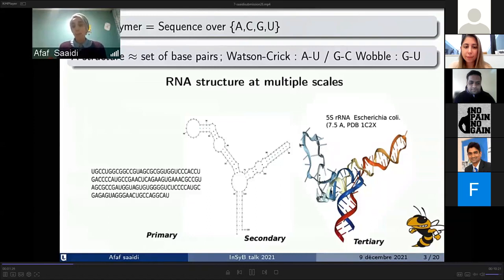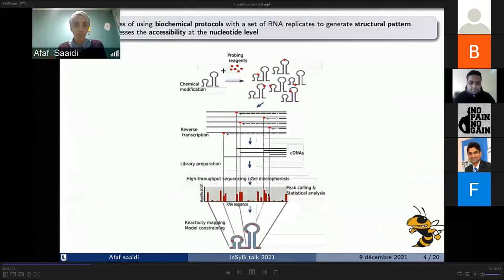Most of the time when we're talking about prediction, the focus goes to the secondary structure for two main reasons. The first is that it's very complicated to use dynamic programming for the tertiary, while dynamic programming is the basis for all the computational methods. And the second reason is that we can make do with the secondary structure to understand the function of a certain RNA. The other key point in the title was the probing experiment.